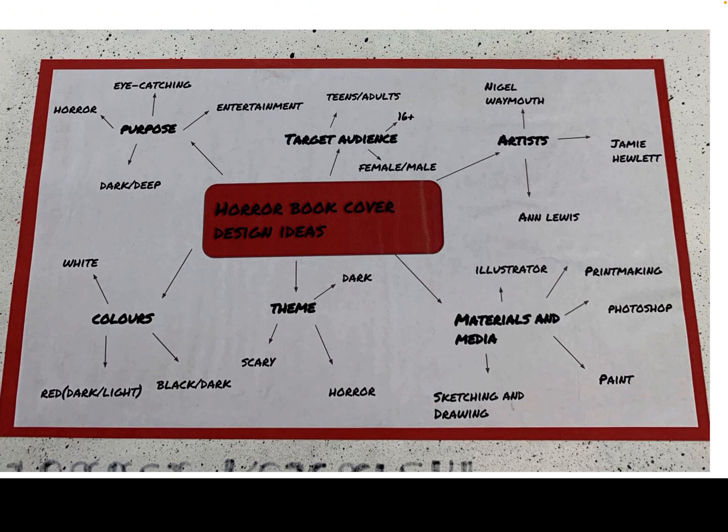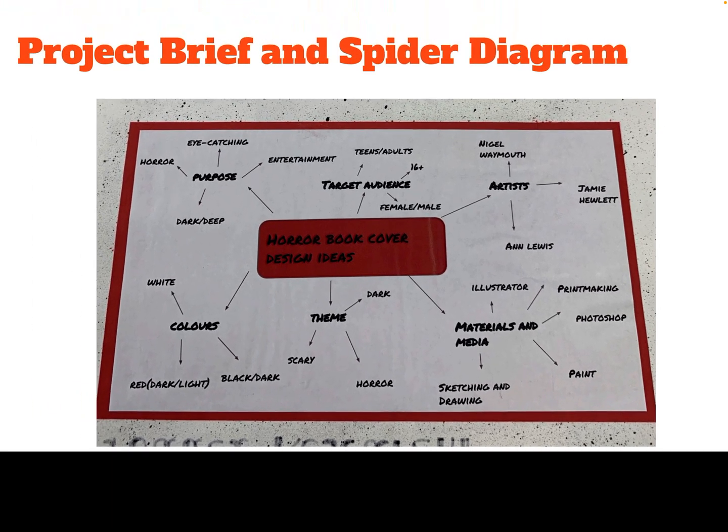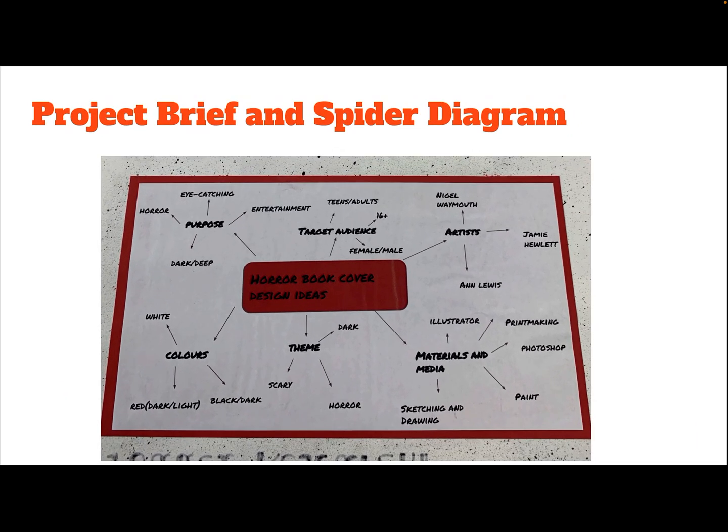Materials and media. What materials could you use to produce this project? So maybe Photoshop, sketching, drawing, paint, etc. Themes. What other themes or sub-themes can you be looking into? So horror, dark, scary. Colours. What colours do you think you might use which are going to work best for this horror book cover? So that's a good example there.